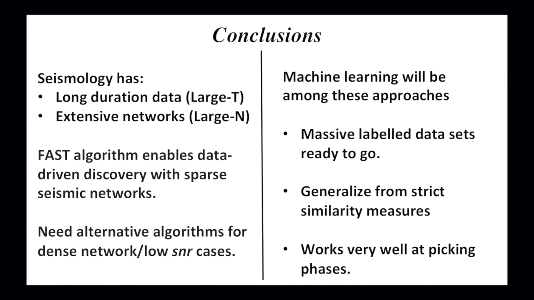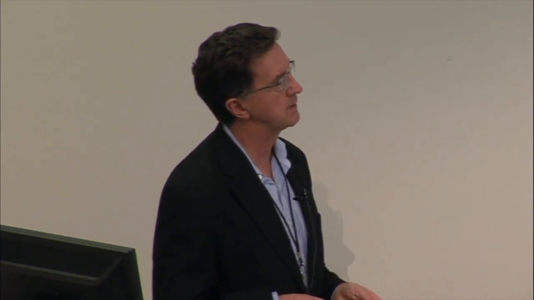We've been working on machine learning techniques for detecting P and S waves. We have a big advantage over many fields in that we have massive labeled data sets that are ready to go. We have tens of millions of P wave and S wave waveforms that can be used to train nets. And this will allow us to generalize strict similarity measures. So far, preliminary results indicate it works very well at picking individual phases.